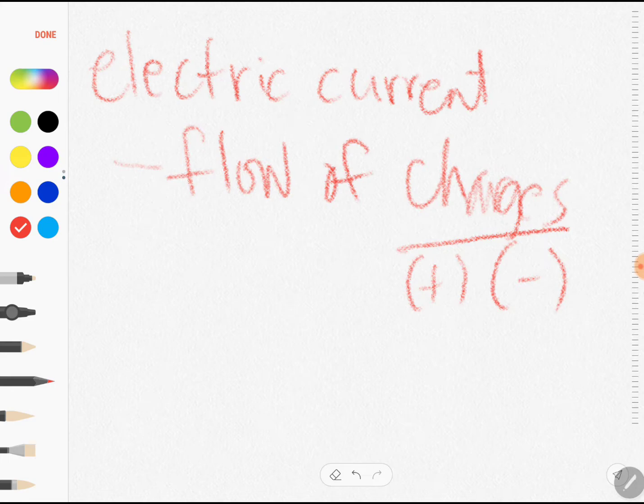However, from what we have learned already, between positive and negative charges, which charges actually flow or transfer from one object to the other? It is the negative charges. However, when we discuss this, we will also use positive charges to make conventions, meaning to make our model easier to understand. Now, there are two conditions that should be met in order for electric current to flow.